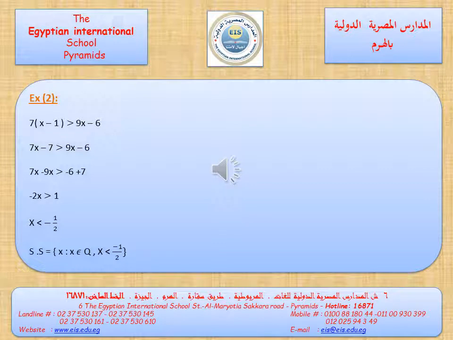Let's take another example. 7 open bracket x minus 1 close bracket bigger than 9x minus 6. What shall we do? We should distribute the 7 in the bracket x minus 1. 7 multiplied by x will be 7x. 7 multiplied by negative 1 will be negative 7. Bigger than 9x minus 6 as it is. What is the next step? We should collect x together on one side and the numbers on the other side.